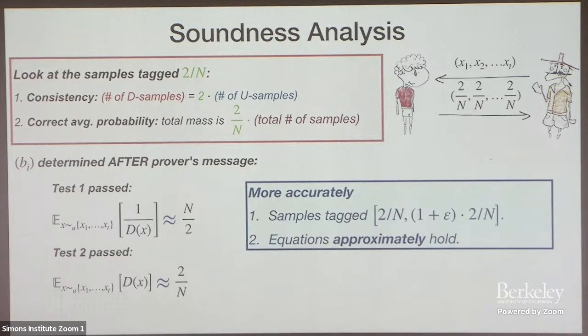I was lying in two main ways. The first one is we cannot expect the probabilities to be so neatly distributed that you have a lot of probabilities with value 2 over n. What we do is we consider some bucketing. So we bucket together all the elements of probability 2 over n and 2 over n times 1 plus epsilon.